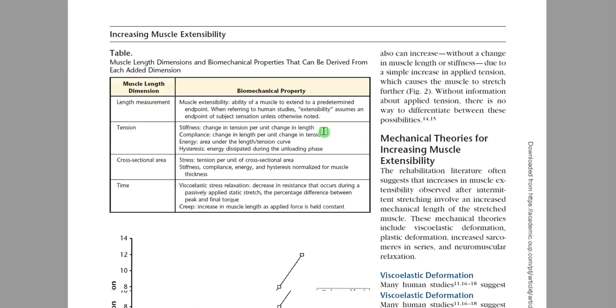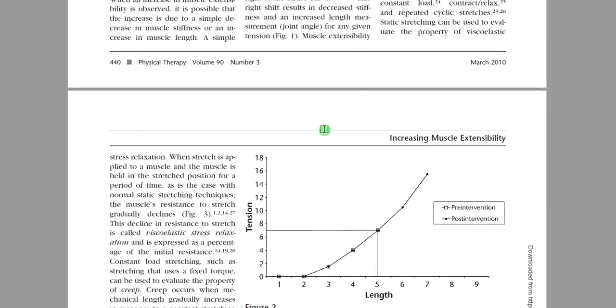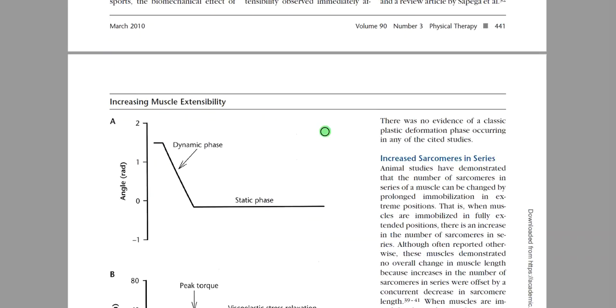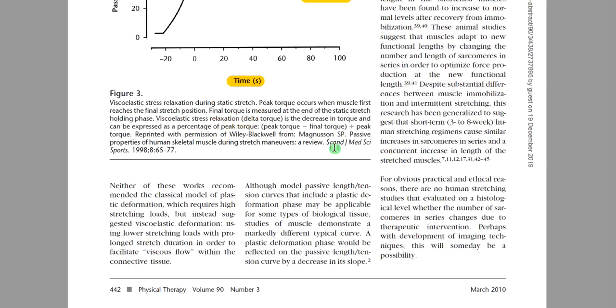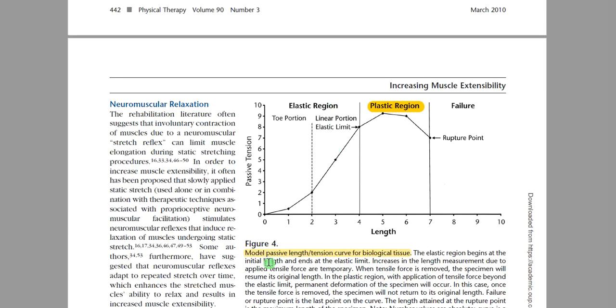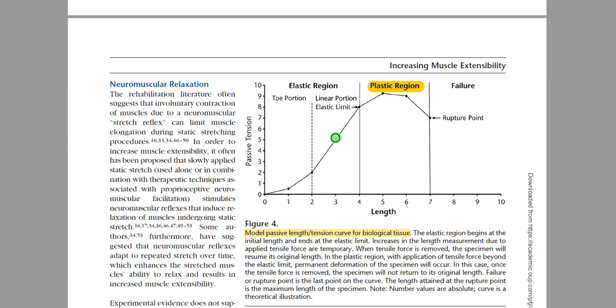So with that, that goes along with the traditional theory about plastic region versus rupture and so forth, which is covered right here, the passive length tension curve. And so we're saying the extensibility would be how long can you pull something until you have that rupture point. But in particular, when we're stretching muscles, we're interested to know how can we obtain the plastic region, which is if we stretch a muscle, let me go back here.